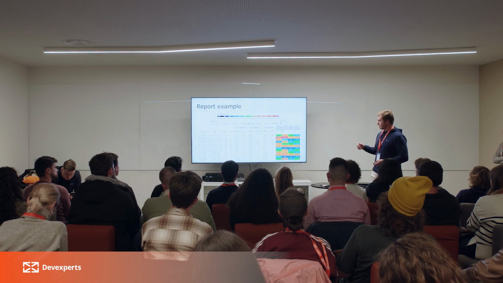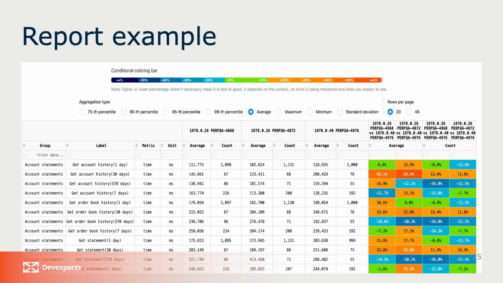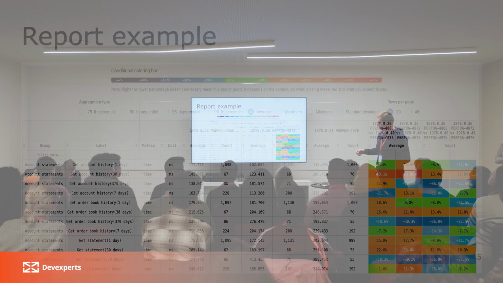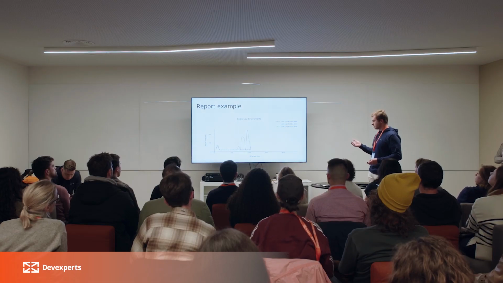So here is our report example. Our report has different slides with different types of metrics. We have a text description with all metadata related to the test. We have different types of charts and different types of metrics. For example, here is a metric comparison, and the second slide is a chart comparison.